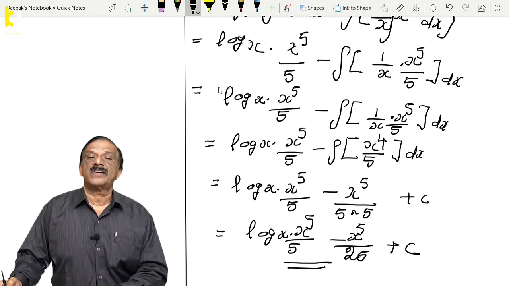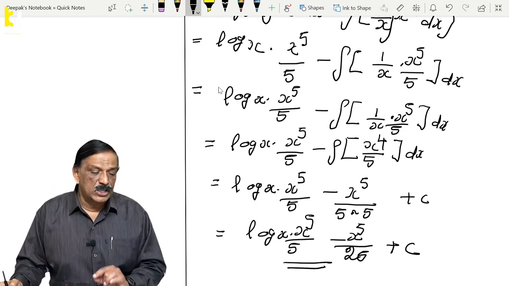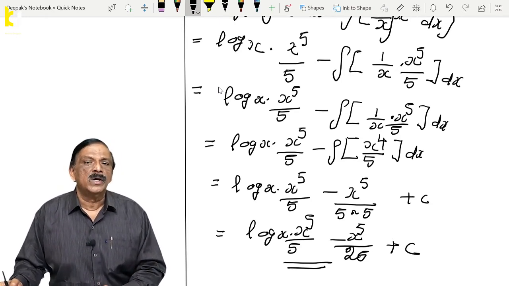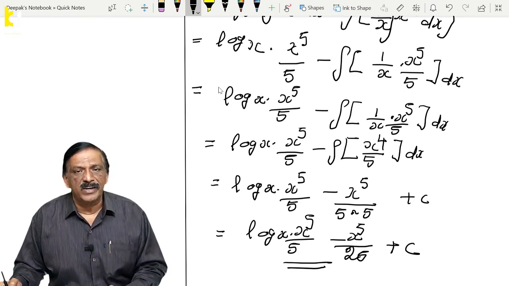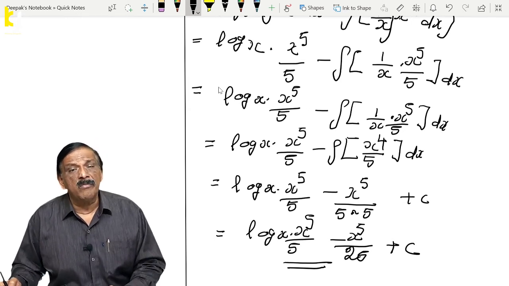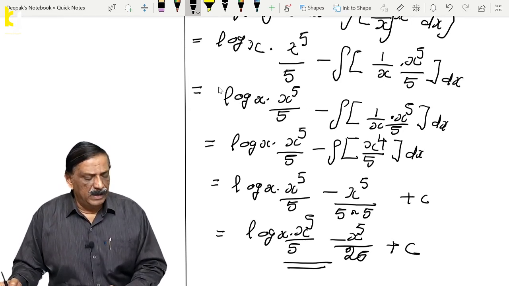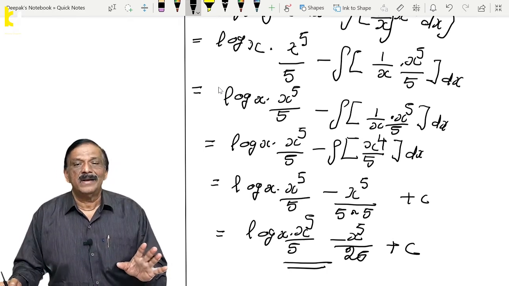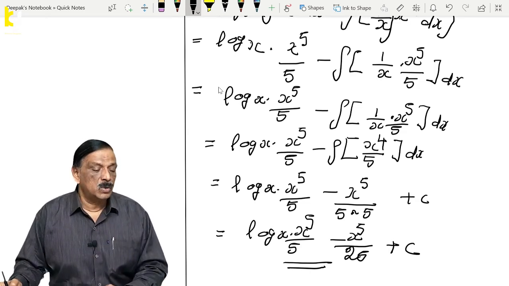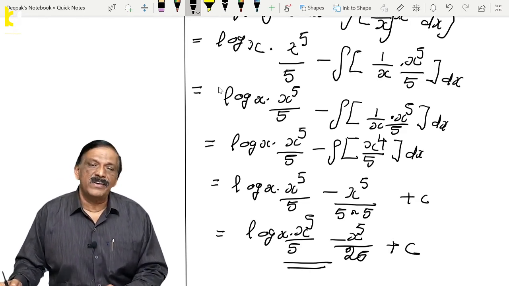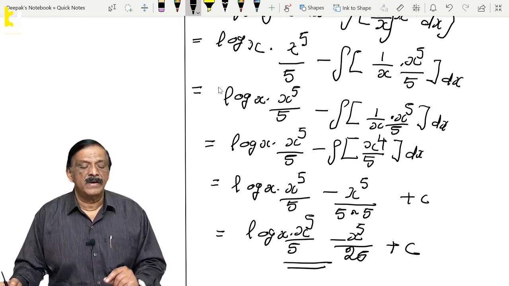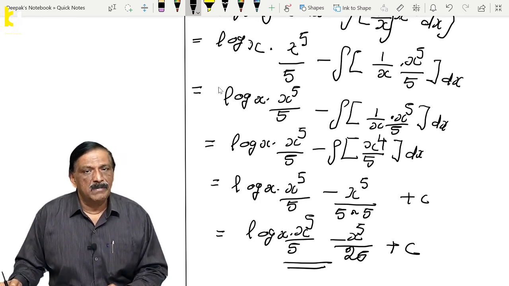Hence the answer. Clear? That is integration by parts, a very important part. That is integral uv dx equals first function into integral of second minus integral of first function into integral of second function. In this case, log x is easy to differentiate. Hence, we must arrange so that log x is the first function and x raised to 4 is the second function. If you have any doubt in any steps, please comment in my comment box.